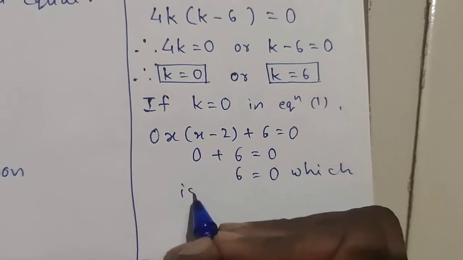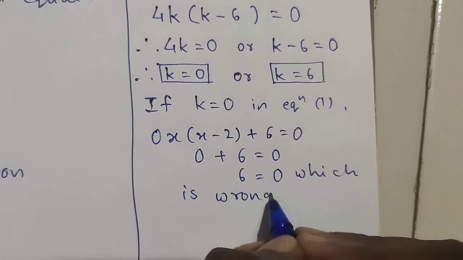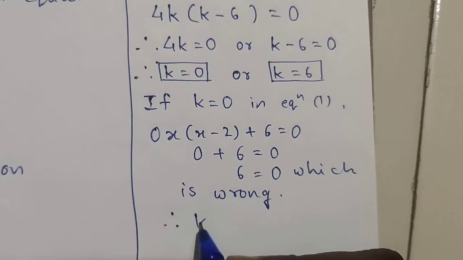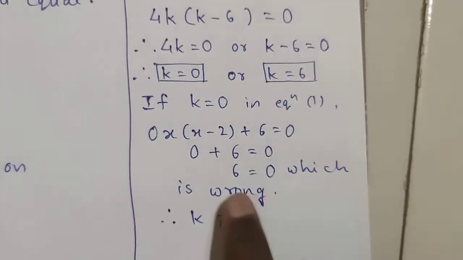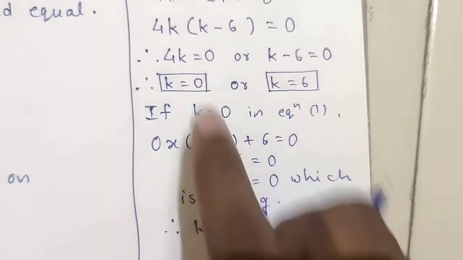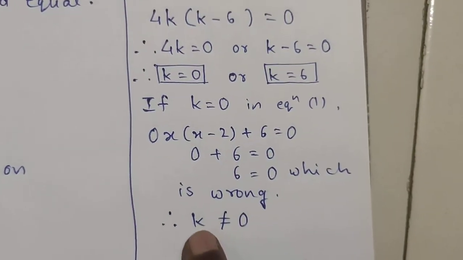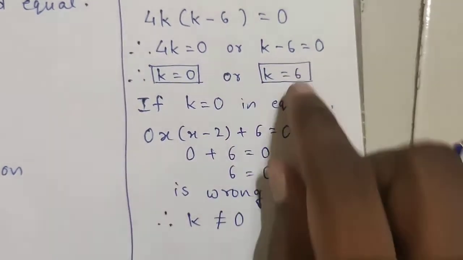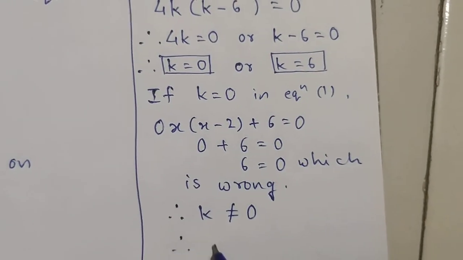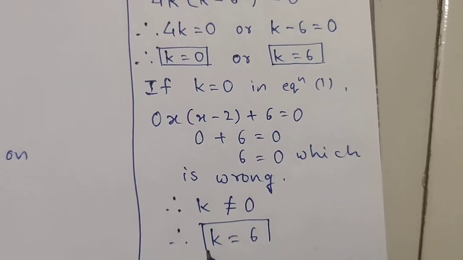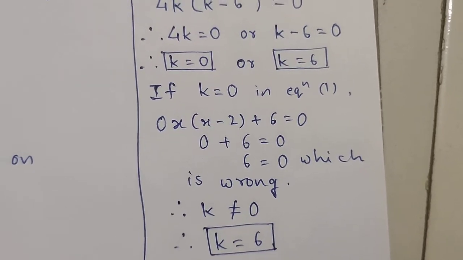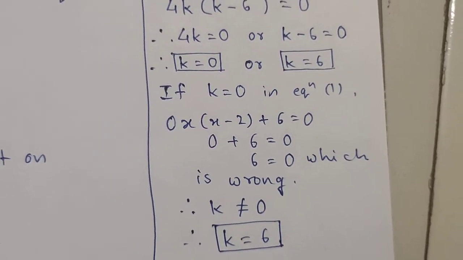Which is wrong, right? Why is this wrong? Because k value cannot be 0. If you take k as 0, you are getting this wrong. So your k equal to 0 is wrong. That is, your k value is not 0. So finally your k is 6. In this way you got the value of k as 6.